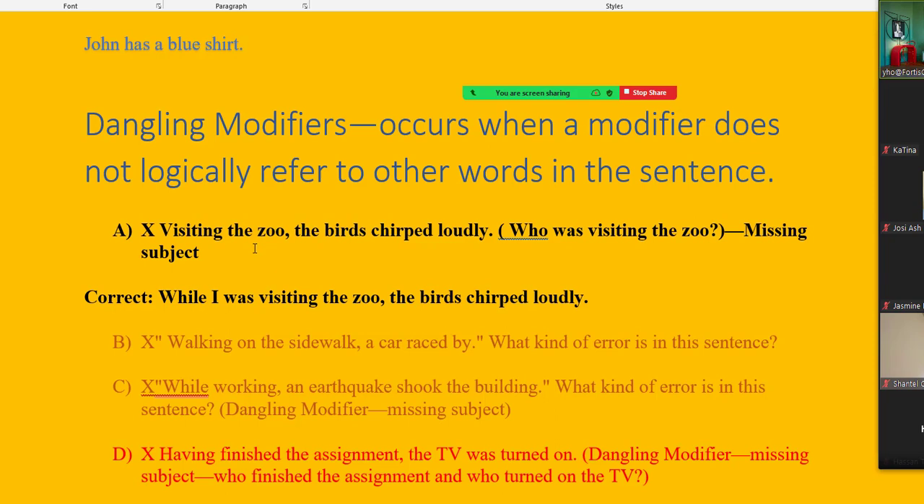So did the birds visit the zoo, or did a person visit the zoo? Driving my car, visiting the zoo, the birds chirped loudly. So did the birds drive the car to visit the zoo? No. So it should be, while I was visiting the zoo, the birds chirped loudly. When you have this kind of mistake, this is known as a dangling modifier. A dangling modifier occurs when a modifier does not logically refer to other words in the sentence. So here are some more examples.